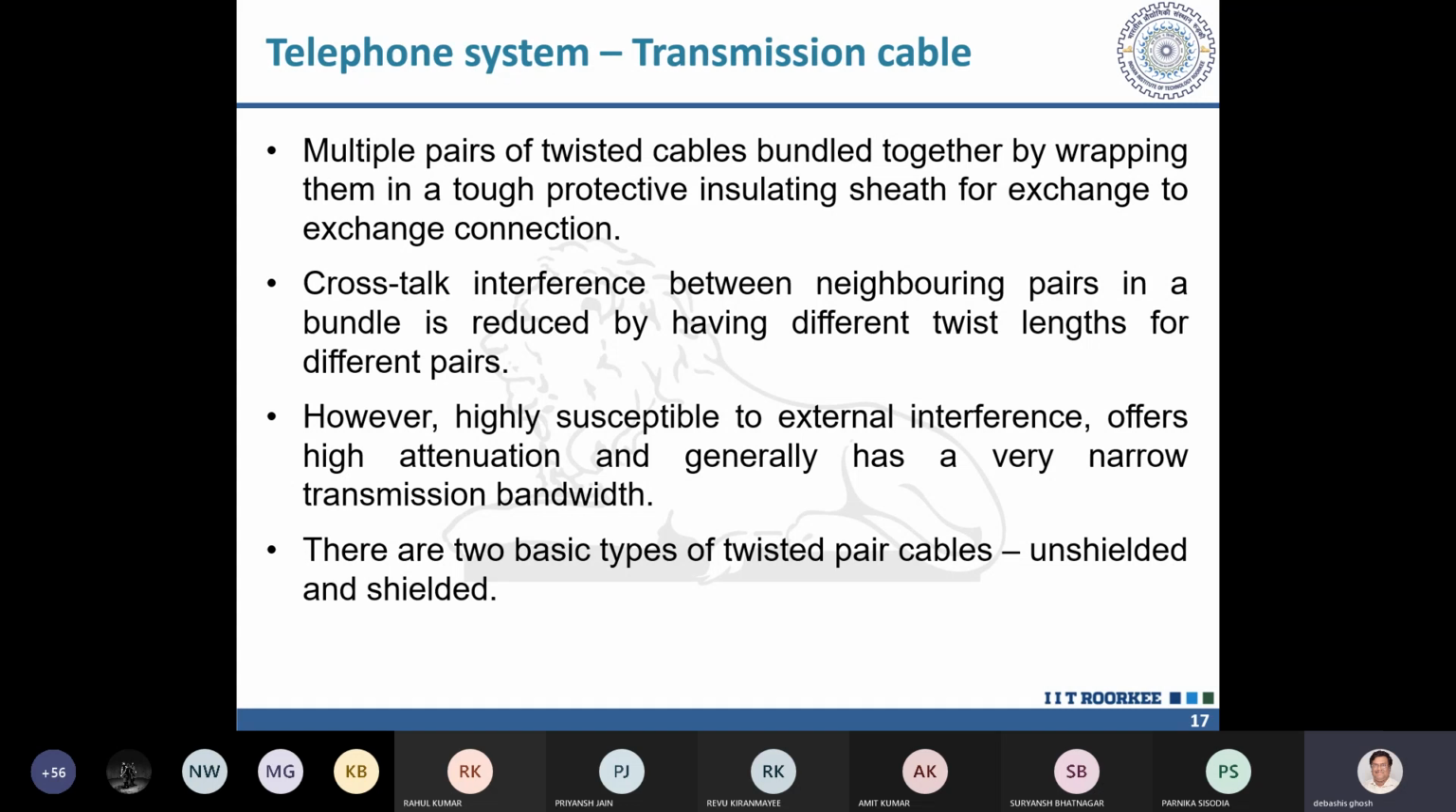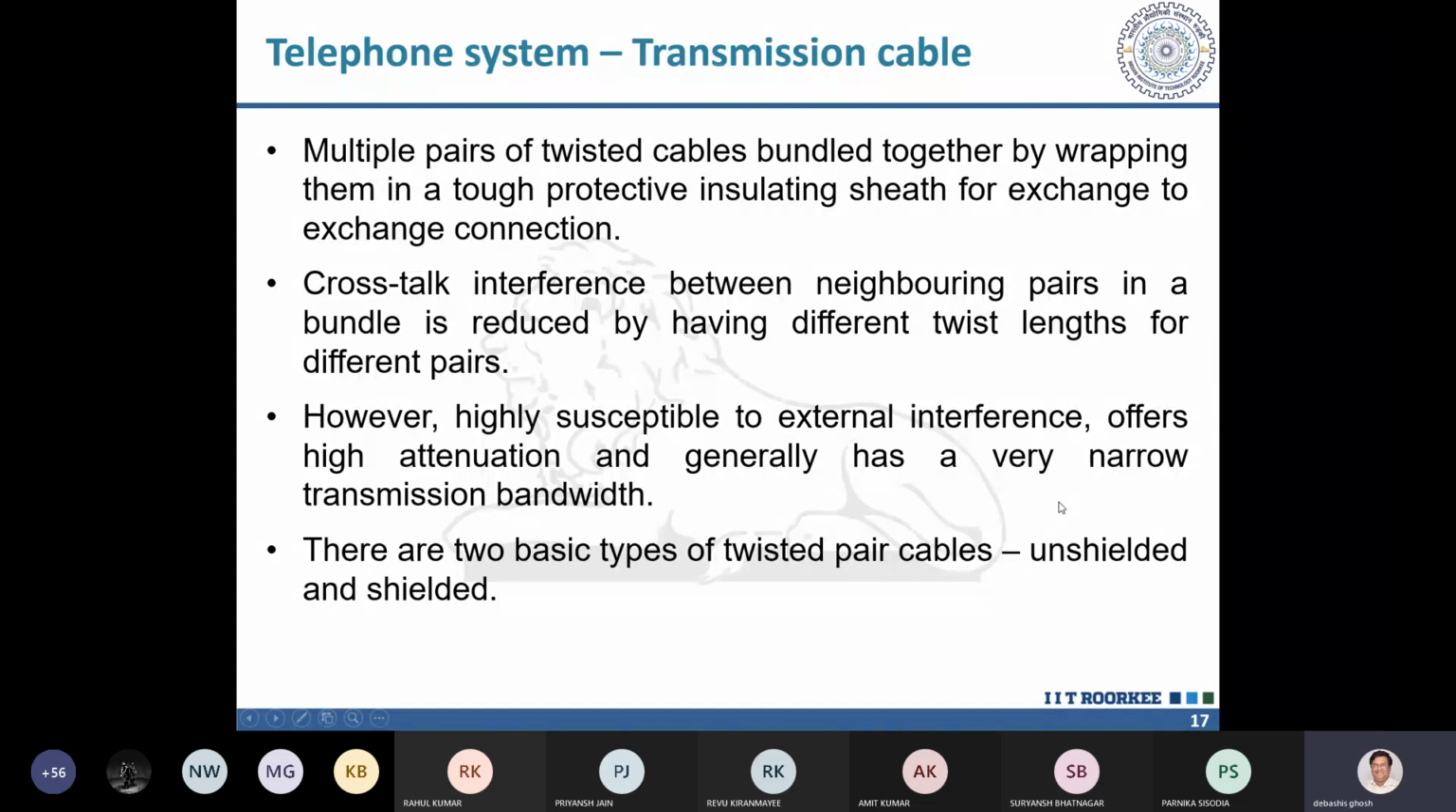Now this crosstalk obviously needs to be minimized. Generally, the twisted cables that are bundled together used to be given different twist lengths. It has been calculated and found that if you have different twist lengths for different pairs of cables, then the crosstalk is minimized. It is reduced. However, there will still be some external interference in this trunk line.